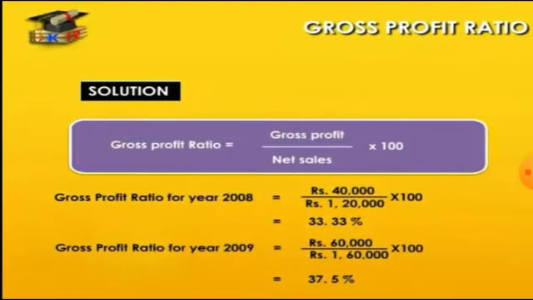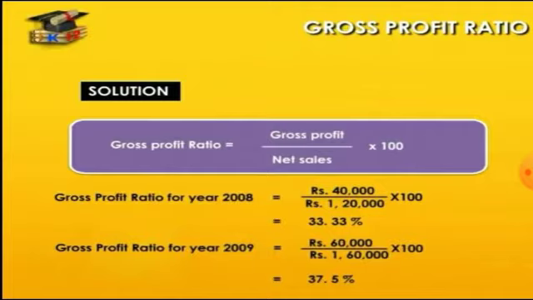So you have to apply the formula. Gross profit ratio is equal to gross profit divided by net sales into 100. For the year 2008, gross profit is 40,000 and net sales is 1,20,000 into 100. Applying the formula, you get 33.33%.